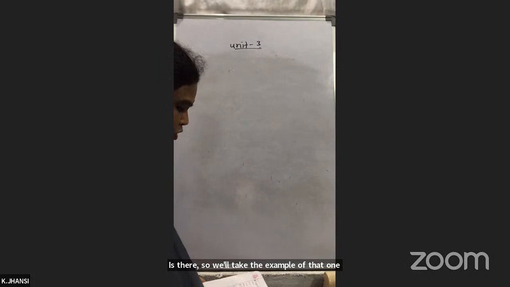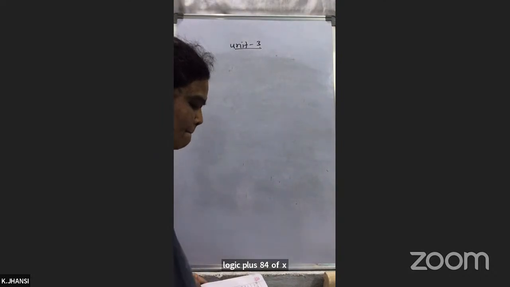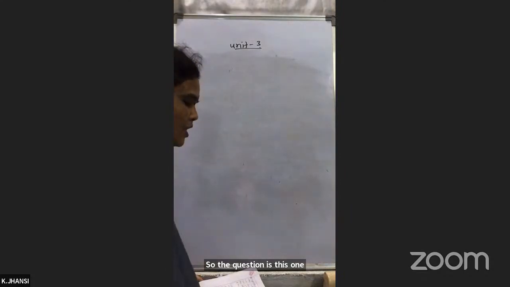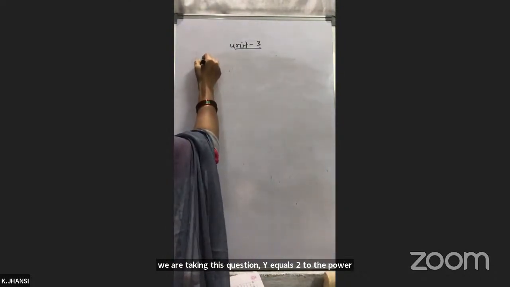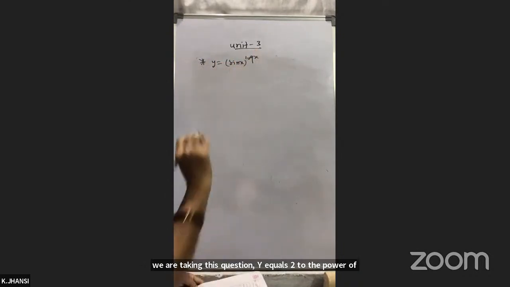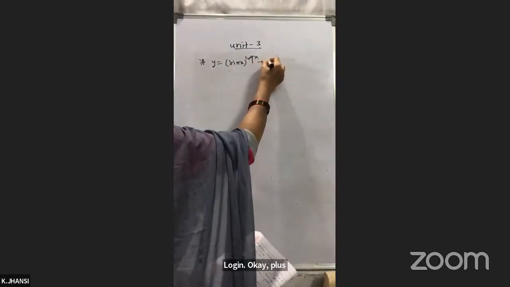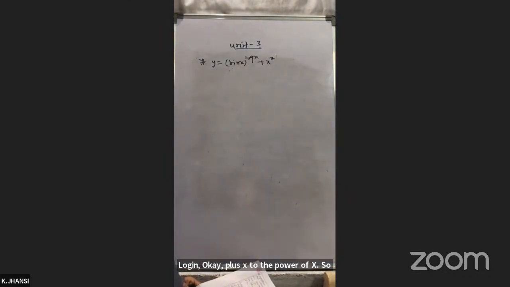Okay, if you see here, y equals sin x to the power of log x plus x to the power of x. So the question is this one. It is from the MBQ questions, so from that we are taking this question. y equals sin x to the power of log x plus x to the power of x. Now we have to find dy by dx of this.